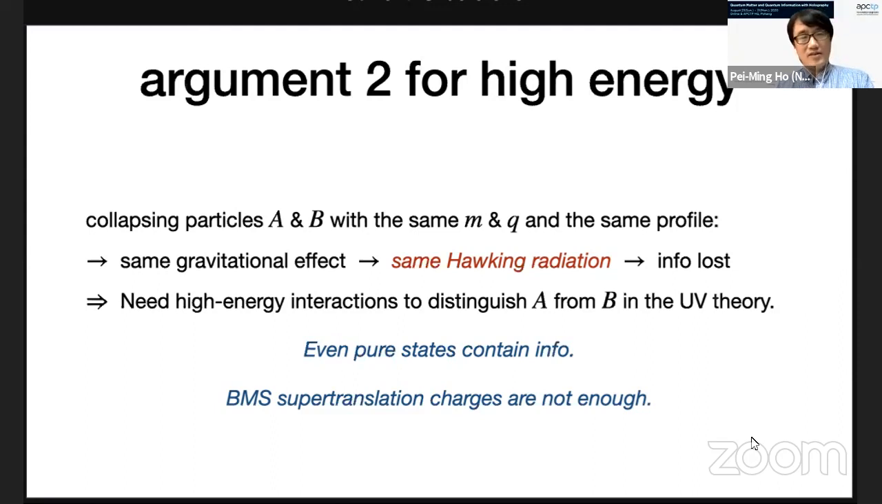So information about whether it's particle A or particle B collapsing, this information is lost. So again, we need high energy interaction to distinguish A and B in the UV theory. So this tells you that even pure states contain information. You can have a pure state of particle A or a pure state of particle B collapsing. And it also tells you that the supertranslation charges of gravity are not enough, because you can have additional information that is beyond gravitational effect.